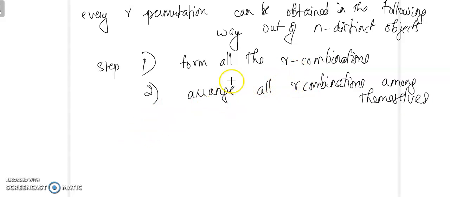So the first step is to form all the R combinations. Out of n objects, you have to select R objects at a time. So that is C(n, R). And in each entry of C(n, R) there are R objects, and R objects can be arranged among themselves in R factorial ways. So this product will be equal to P(n, R).